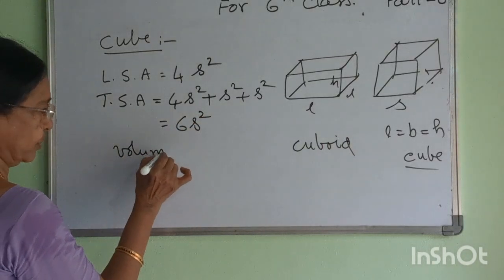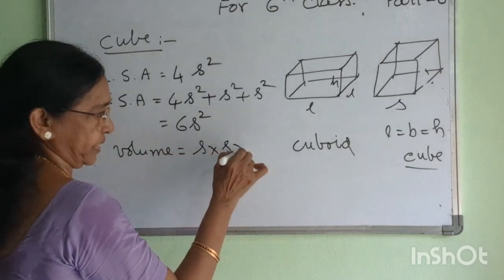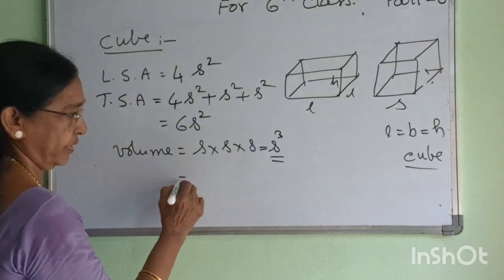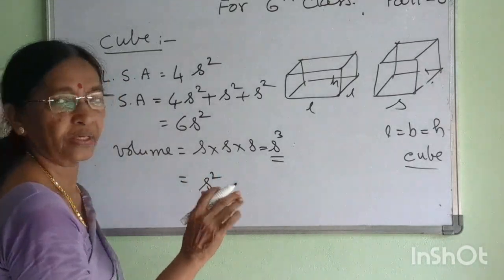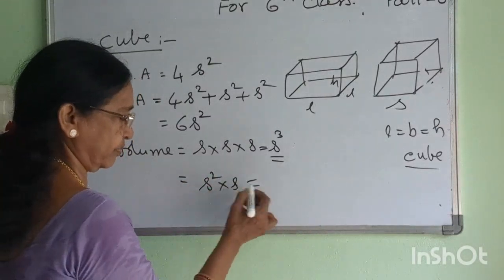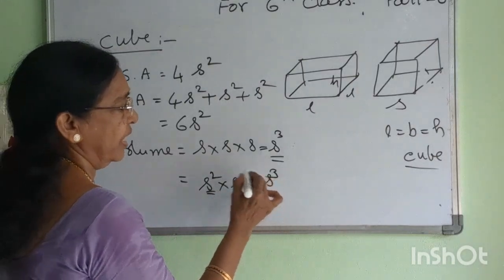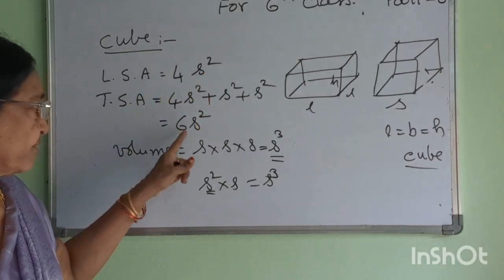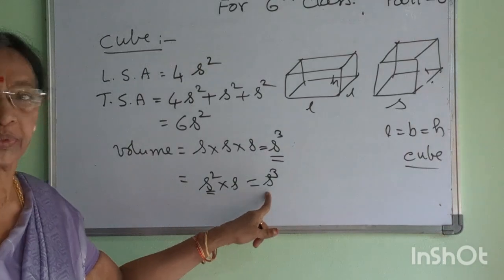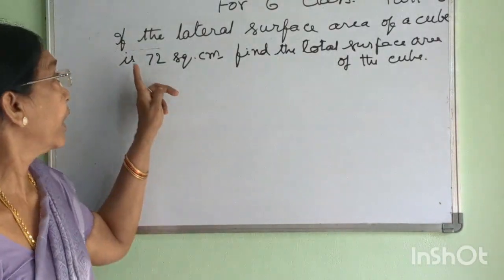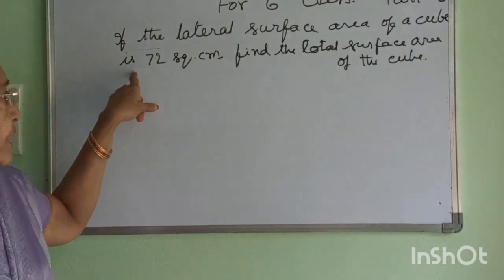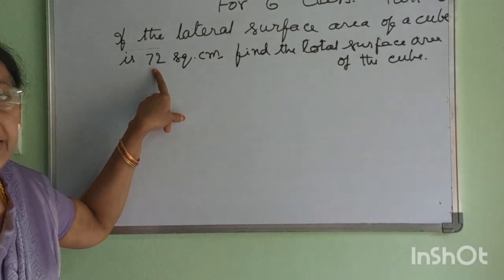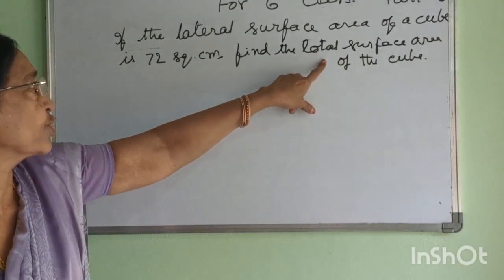And the volume of the cube is equal to S into S into S is equal to S cube. Volume of the cube is equal to S cube, or this can be area of the base into height. Therefore area of the base S square into height S, like that also we get the same formula S cube. So lateral surface area 4S square, total surface area 6S square, volume of the cube is equal to S cube. Example, if the lateral surface area of a cube is 72 square centimeters, find the total surface area of the cube. Lateral surface area is given and the total surface area is to be found out.